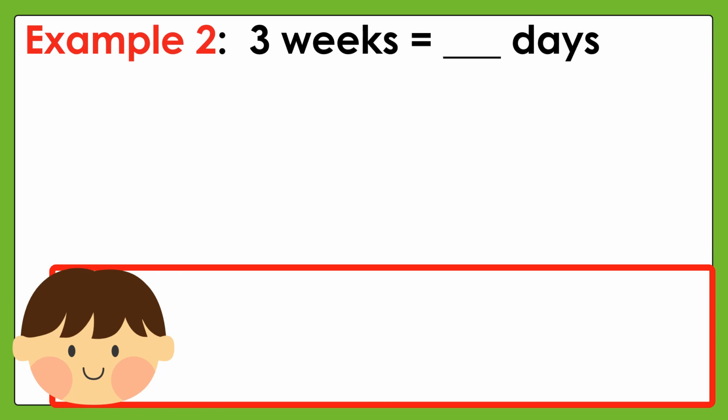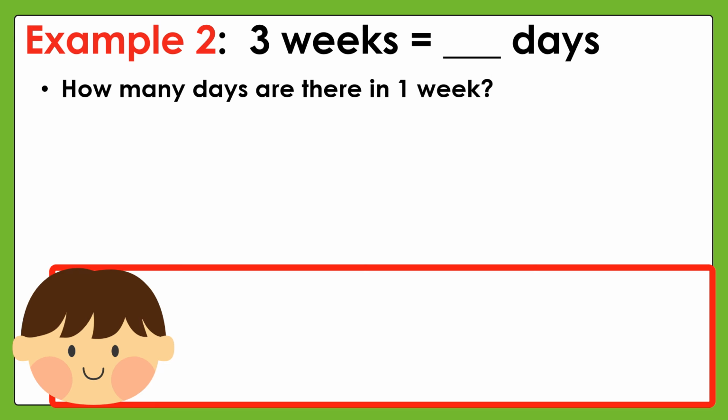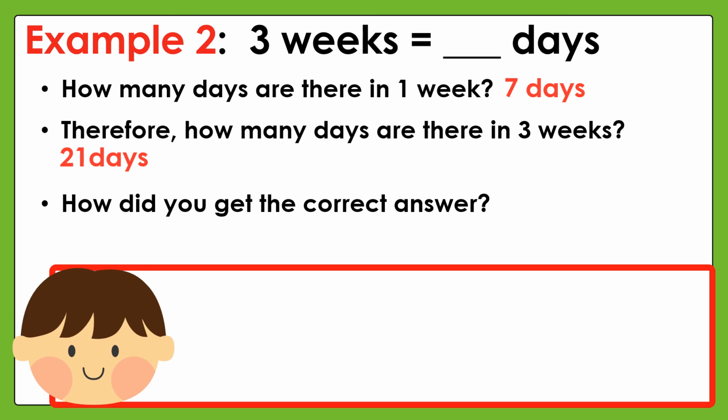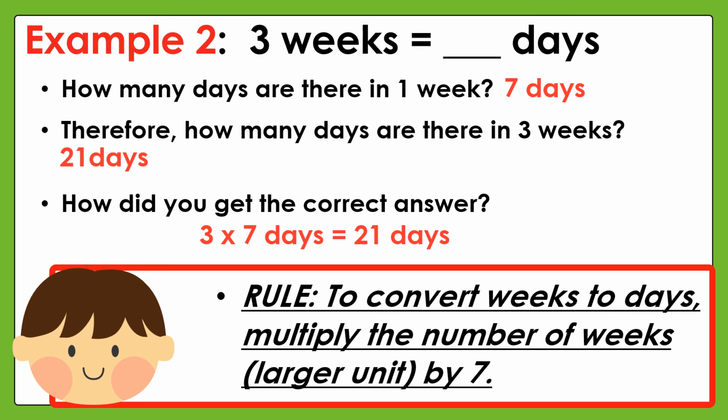Example number 2. 3 weeks is equal to blank days. How many days are there in 1 week? The answer, 7 days. Therefore, how many days are there in 3 weeks? The answer, 21 days. How did you get the correct answer? 3 times 7 days is equal to 21 days. The rule to convert weeks to days, multiply the number of weeks or larger unit by 7.